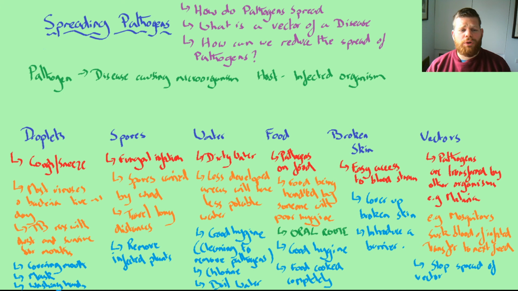So, in summary, what have we talked about in this video? We've talked about how pathogens are spread. We've talked about droplets, spores, water, food, broken skin, and vectors. We've talked about what vectors are, and we've also talked about how we can prevent the spread of pathogens by each of these means. So what we'll be talking about next time is some of the defenses that the human body has to prevent these pathogens from getting into our bodies. What's our first line of defense against these invisible microorganisms that cause us to become unwell?